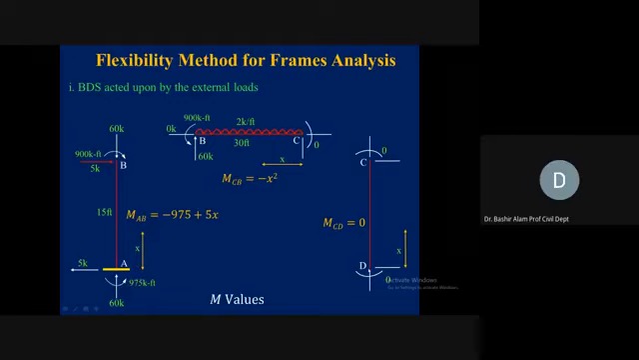For member CD, we take the origin at D. Here at D we don't have any horizontal force that can cause a moment, so 0 times x is 0. So MCD is equal to 0, with the origin at D. Remember, once you have fixed the origin for calculating the capital M values, you don't have the flexibility to change the origin when calculating the small m values. You will have to follow the same origins. That is a must. You don't have any freedom to change the origin.